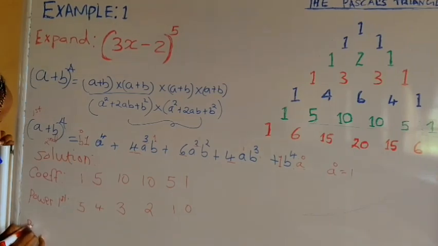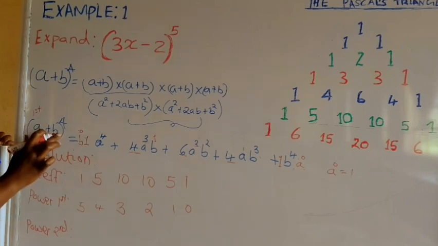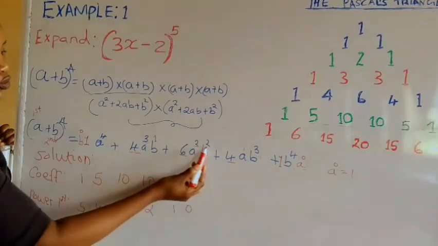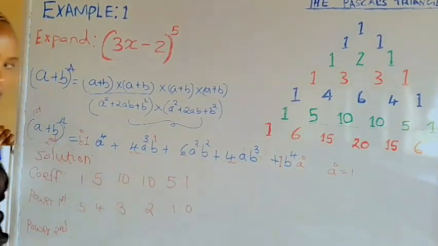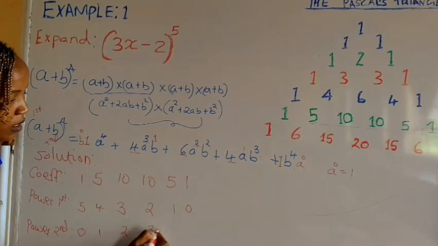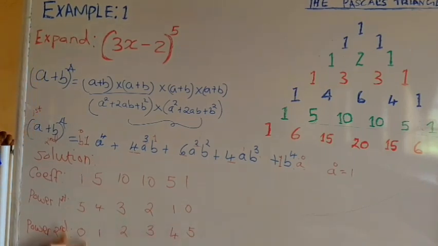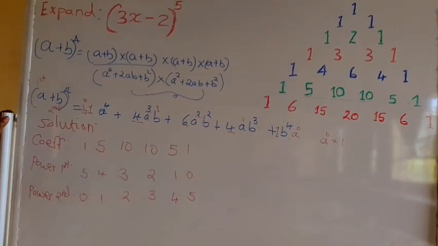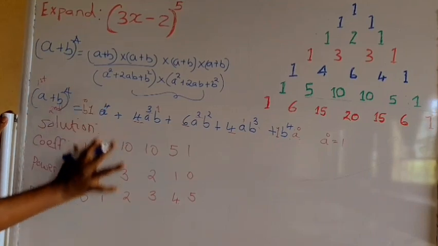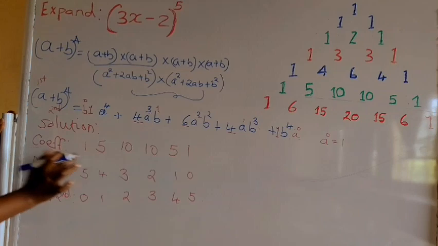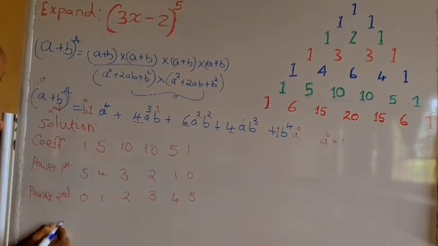So how about the power of the second term, which was our B? It was increasing from 0 to 1 to 2, 3, and to 4. In our case here, we shall have 0, 1, 2, 3, 4, and 5, increasing power of negative 2. So now we are going to incorporate everything together. So we first of all now consider the coefficient first. So the coefficient is 1.